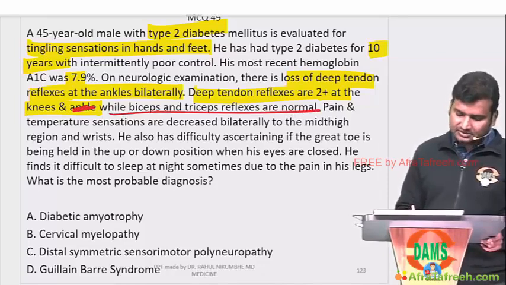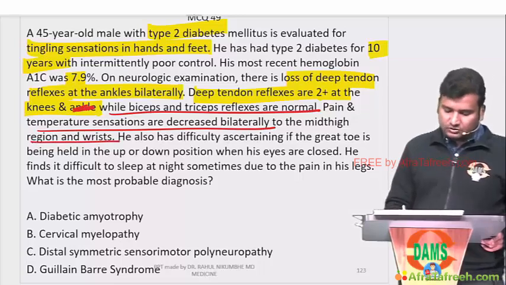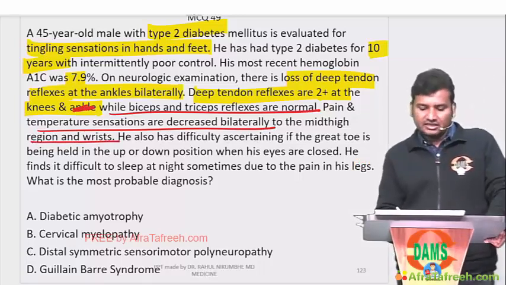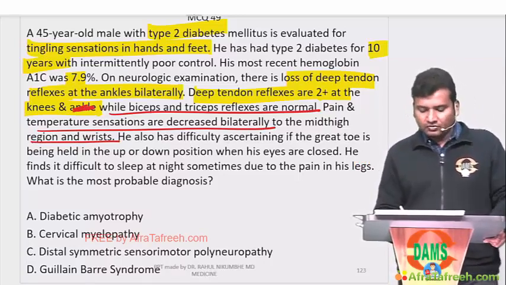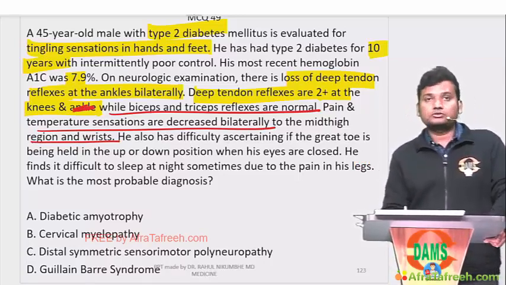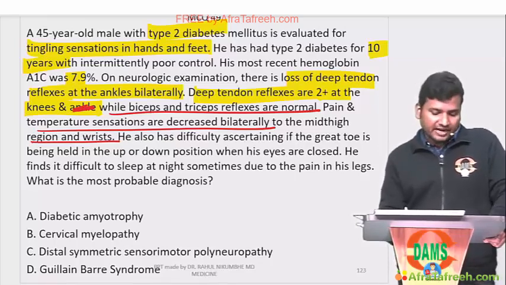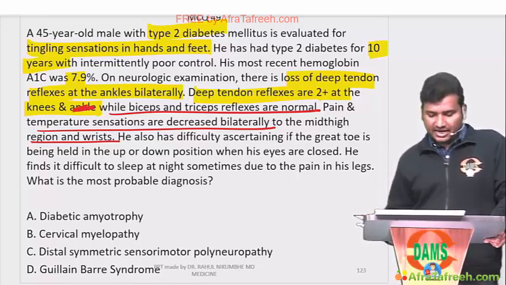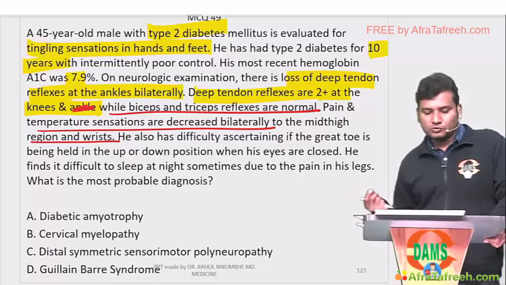Pain and temperature sensations are decreased bilaterally to the mid-thigh region and wrist. He also has difficulty in ascertaining if the great toe is being held in up or down position when his eyes are closed. So the patient has loss of joint position and vibration. He finds it difficult to sleep at night, sometimes due to the pain in the legs. What is the most probable diagnosis?